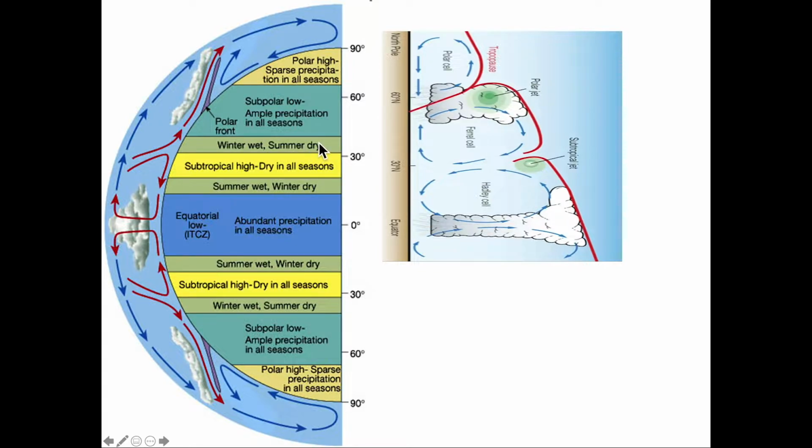A little bit further to the south, we have wet winters and dry summers. Further to the south still, we have our subtropical high. This is generally dry in all seasons. This is a 30 degree north, 30 degree south high pressure cell that tends to persist. A little further to the south of that, we have wet summers and dry winters. Then when we get to the intertropical convergence zone, also known as the equatorial low, we have abundant precipitation in all seasons. Essentially, it rains every day or so.